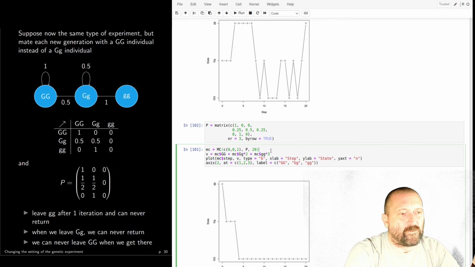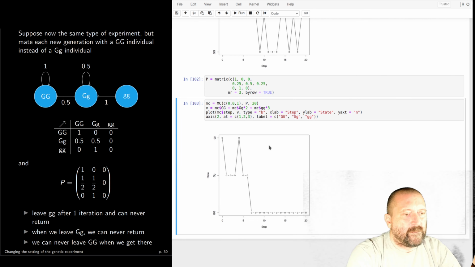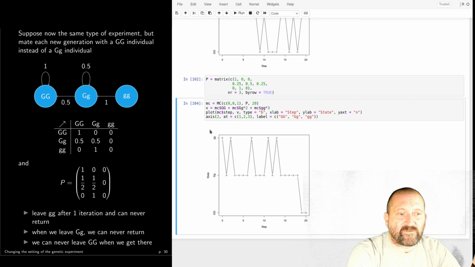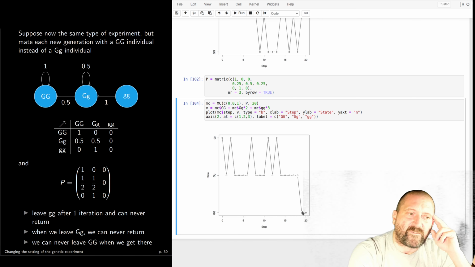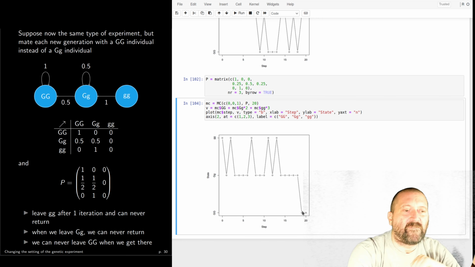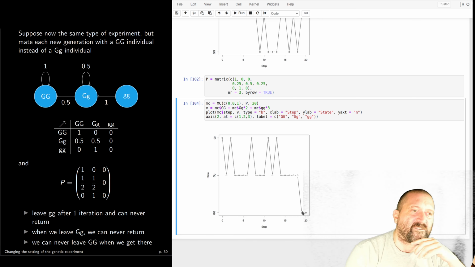So if we do this, then you see that we can indeed return back to the recessive state, but then at some point we get absorbed and nothing else happens. Here, this goes on for quite some time. I'm going back and forth between the hybrid state and the recessive state. But then finally, at some point, I make the transition into the absorbing state. And from that point onward, there is no more change.